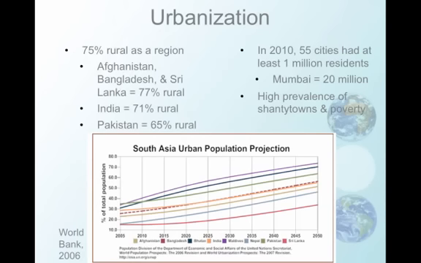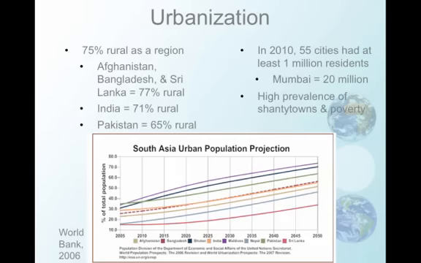I'm going to talk just briefly about urbanization. I did mention before that most of the South Asia region is rural. About 75% of the region is rural. In Afghanistan, Bangladesh, and also Sri Lanka, about 77% of the country is rural. In India and Pakistan, the number is still high, but a little bit less. In 2010, as I mentioned before, there were more than 55 cities that had at least 1 million residents. Mumbai is the largest city in the region. It has a population of more than 20 million people.